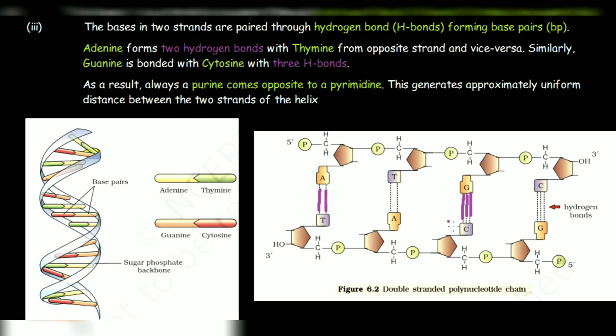This is an advantage, because if you know the bases present in one strand, then you can enumerate the bases present in the opposite strand. Because of this, a purine always comes opposite a pyrimidine, because adenine and guanine are purines. So opposite to them I have thymine and cytosine, which are pyrimidines.